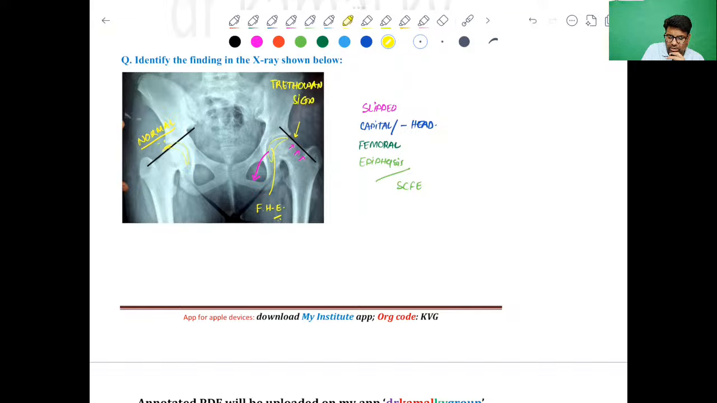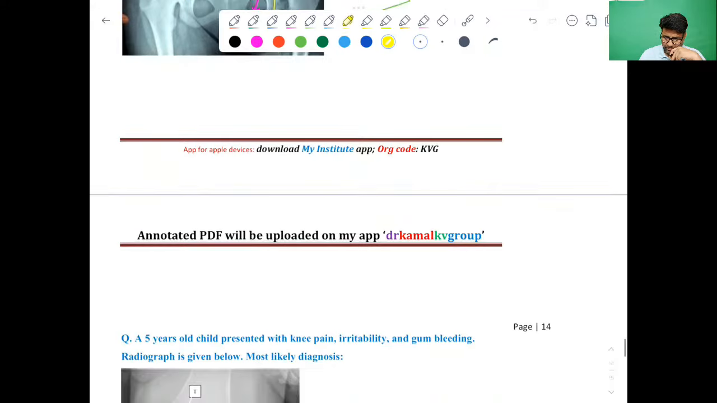Right? So this is the classical Trethowan sign, and here when we draw a line along the upper part of the neck of the femur, it should normally pass through the femoral head epiphysis, but if there is any slipping, which usually happens downward, the line will pass above the femoral head epiphysis. So this is Trethowan sign, classical of slipped capital femoral epiphysis.